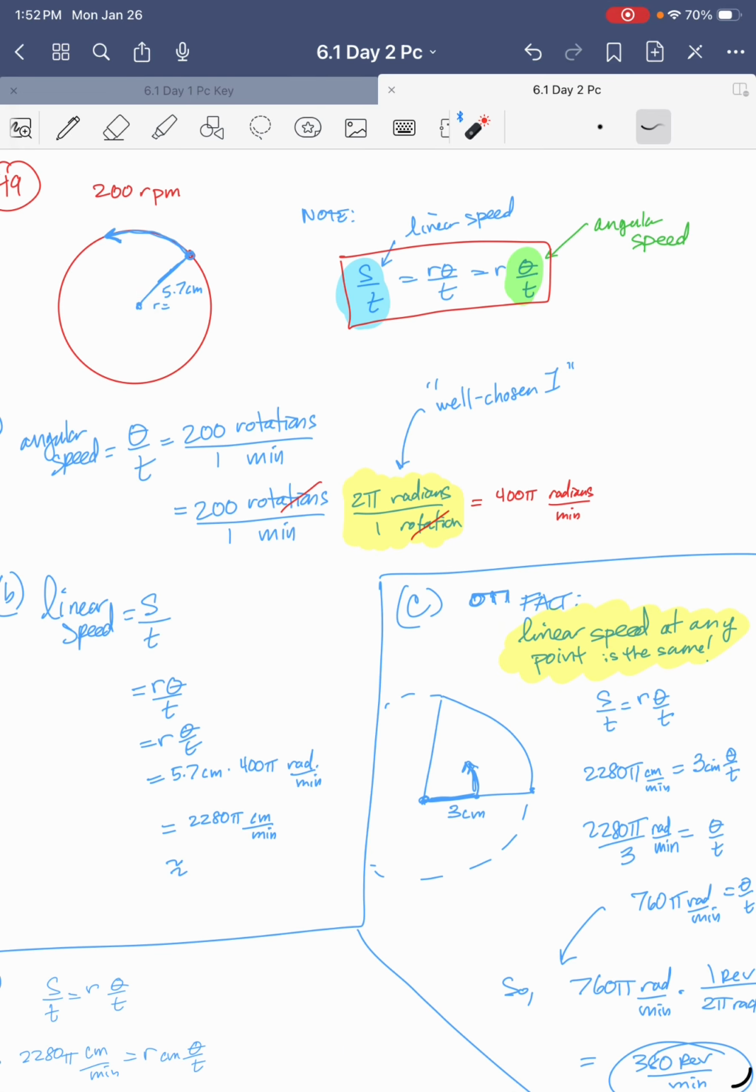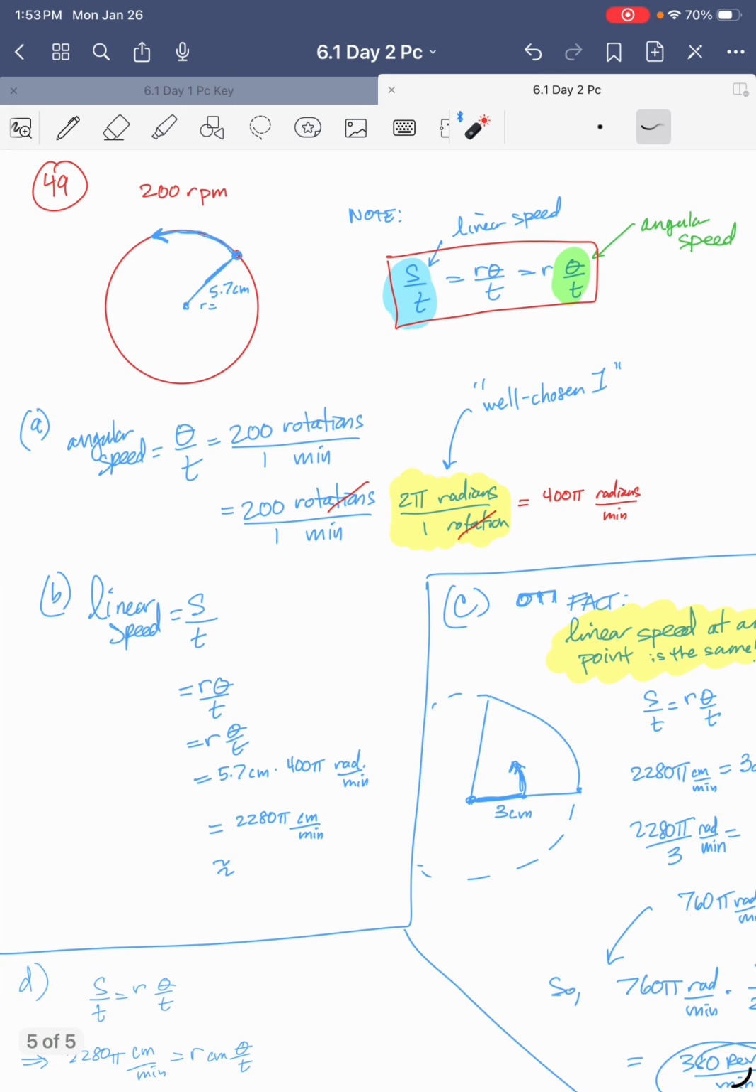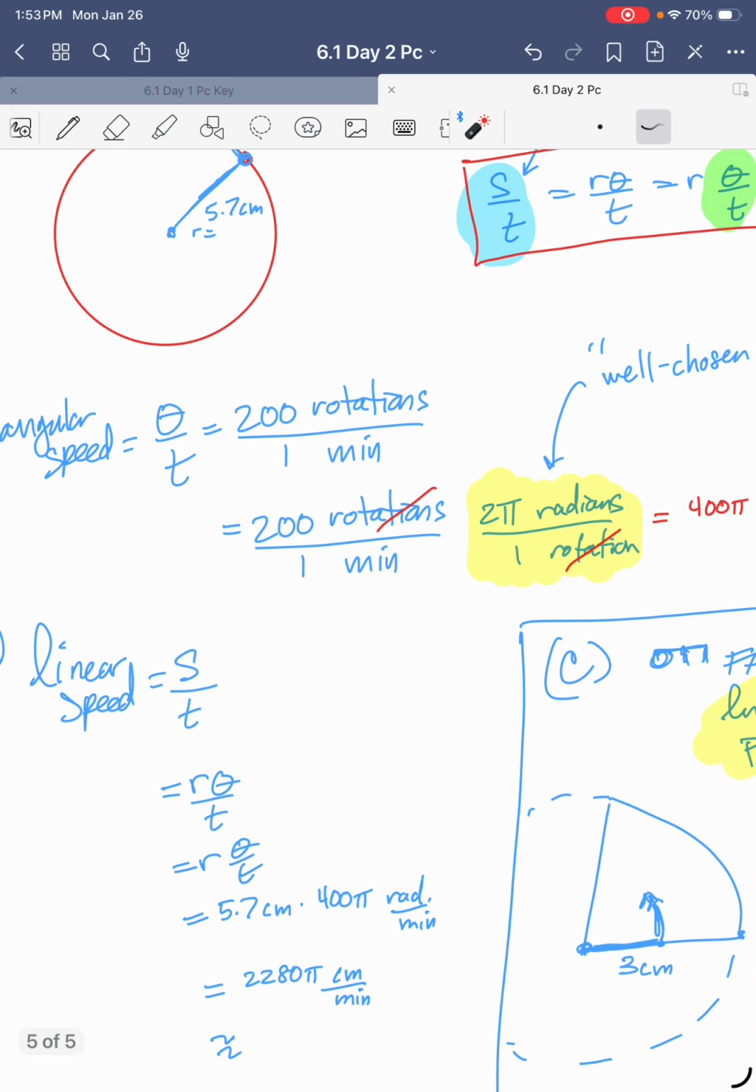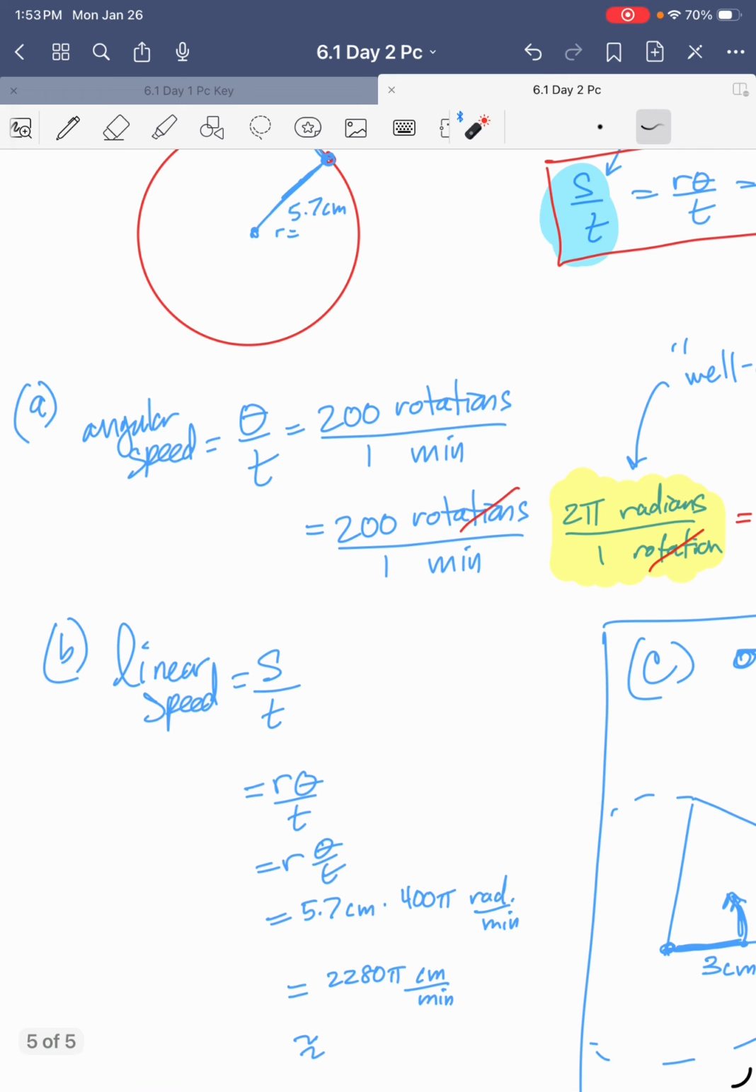So here's what we have. We have a spinning compact disc, CD. You can think of it as DVD or Blu-ray if that makes it easier. And then 5.7 centimeters away from the center, we have something rotating at 200 RPMs, rotations per minute. Well, first, let's understand that in terms of radians.